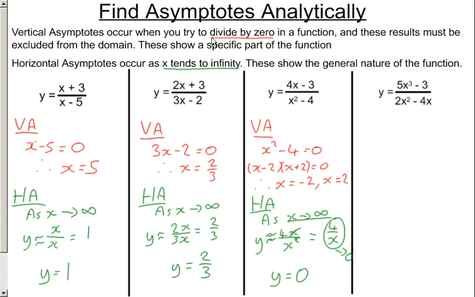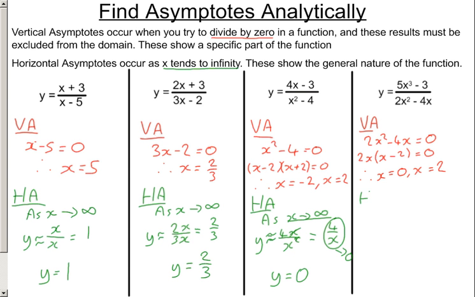Now this final example, the vertical asymptote, is when we have 2x squared minus 4x equals 0. Again, we have a quadratic, so we have to factorize. This time, 2x times x minus 2 gives us that the vertical asymptotes are x equals 0 and x equals 2.